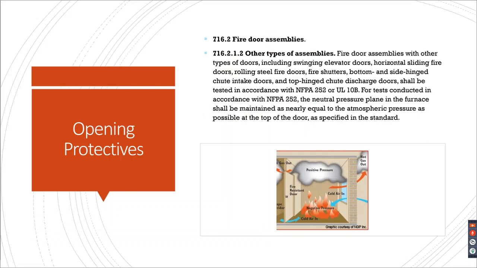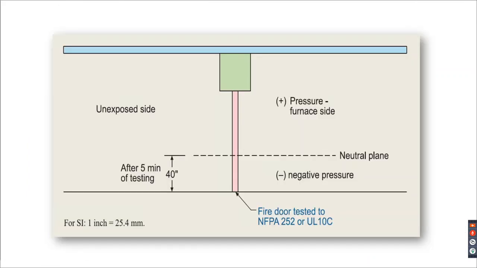And then other types of assemblies. Fire door assemblies with other types of doors, including swinging elevator doors, horizontal sliding fire doors, rolling steel fire doors, fire shutters, bottom and side hinged chute intake doors, and top hinged chute discharge doors shall be tested in accordance with NFPA 252 or UL 10B. For tests conducted in accordance with NFPA 252, the neutral pressure plane in the furnace shall be maintained as nearly equal to the atmospheric pressure as possible at the top of the door as specified in the standard. You'll see this in your testing criteria that comes with your product. Just make sure it's there properly for where you are using it.